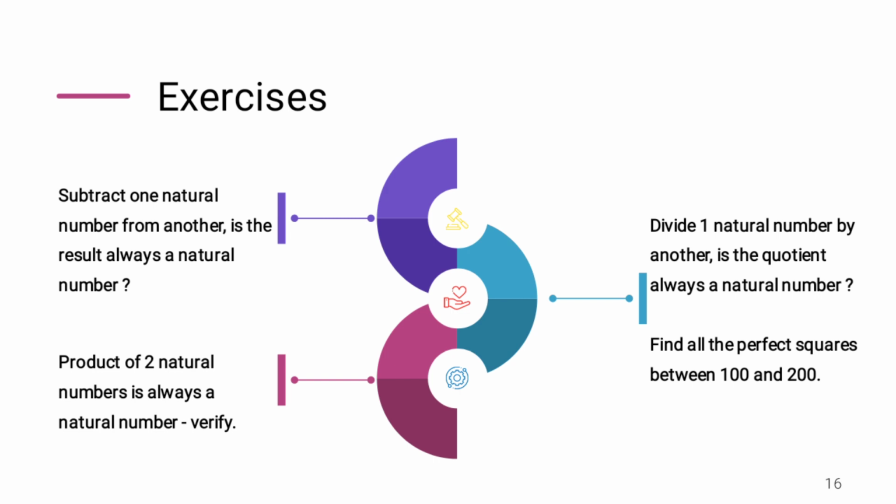Find all the perfect squares between 100 and 200. How would you find the perfect squares between 100 and 200? 10 into 10 is nothing but 100. So 11 into 11, what is 11 into 11? 12 into 12, and so on, until the answer is within 200. Until then you have to find the perfect squares: 10 squared, 11 squared, 12 squared, etc.